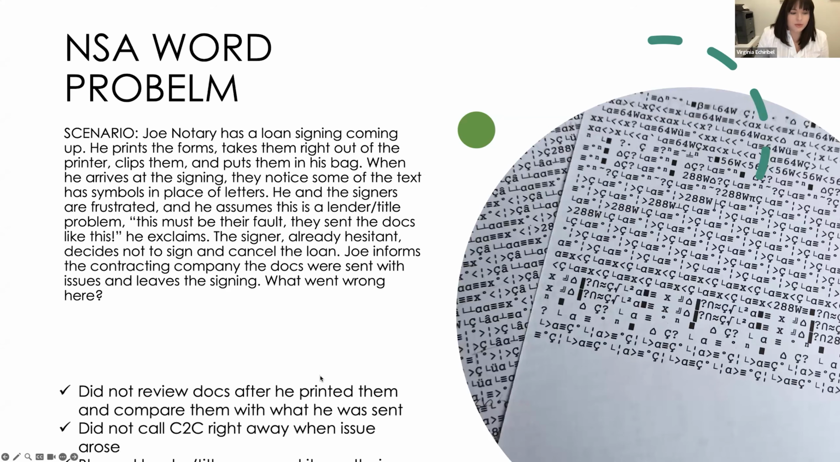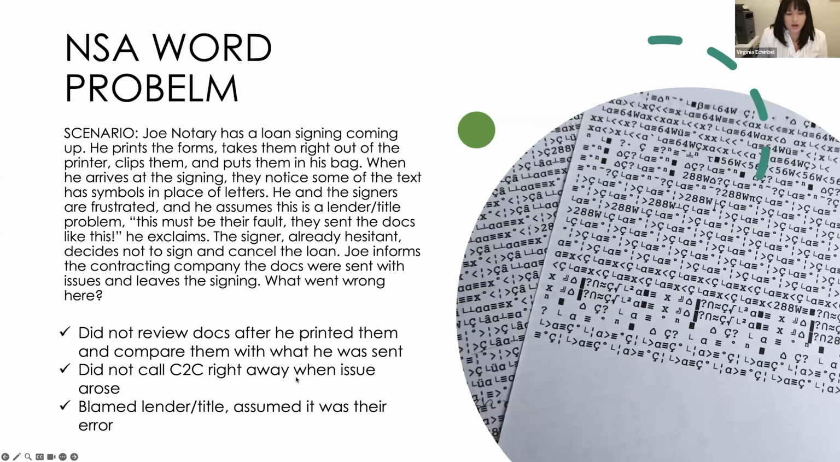Okay, let's see the notes that I included, because I think we pretty much covered them all. He did not review the docs after he printed them and compare them with what was sent. He could have caught this and it would have been a non-issue, right? Oh, shoot, I'm having this weird printer problem. Let me unplug my printer, plug it back in, solved. But that didn't happen. He didn't call the contracting company, in this case C2C, right away when the issue arose, right? That's the first thing he should have done. And then just like Jared brought out, which was a beautiful point, he blamed lender and title, assumed it was their error. He did not have their backs.